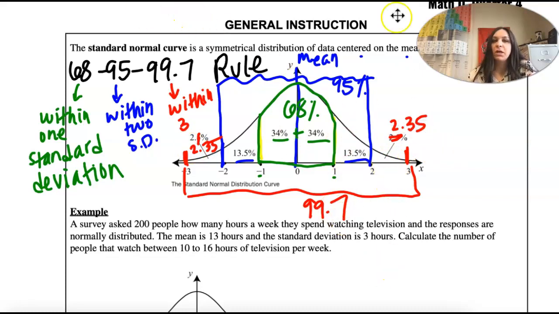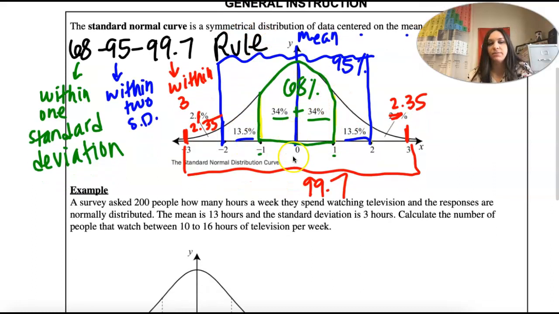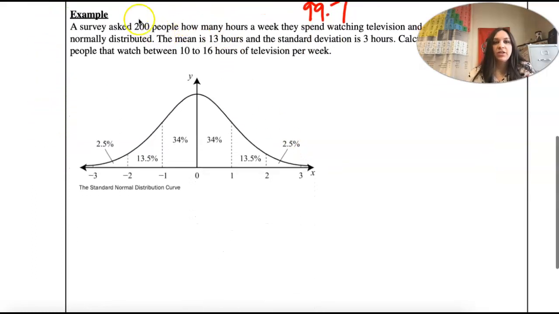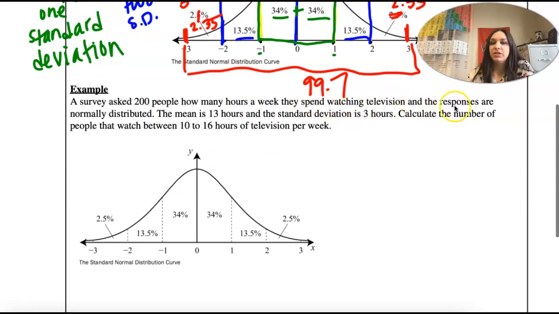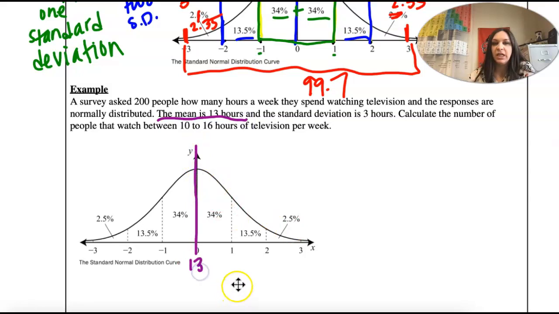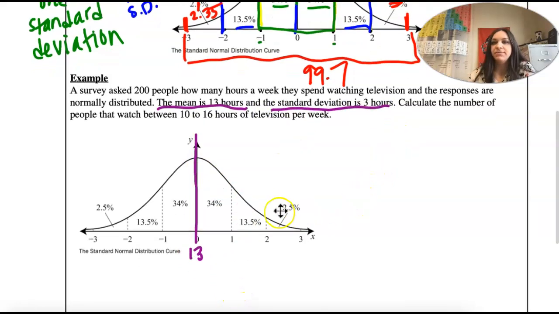Okay, so this is what we call the standard normal curve, and we're just going to do some problems that relate to that. Okay, so a survey asked 200 people how many hours a week they spend watching television, and the responses are normally distributed. Okay, here's what we need to know. The mean is 13 hours. So right here, this represents 13. And the standard deviation is 3.